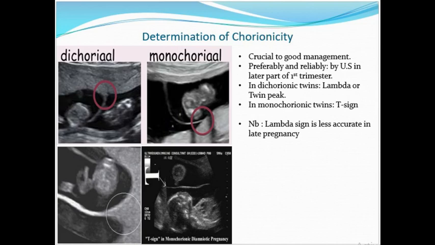Now, it is important to note that determining the chorionicity in the later part of pregnancy is less reliable. And so in such cases, we have to rely on the number of placentas as well as the sex of the fetuses, and also some characteristics of the intertwin membrane in determining the chorionicity. And so when we look at the characteristics of the intertwin membrane, we may find out that the intertwin membrane is thicker in dichorionic as compared to it being thin in the monochorionic multiple pregnancy.